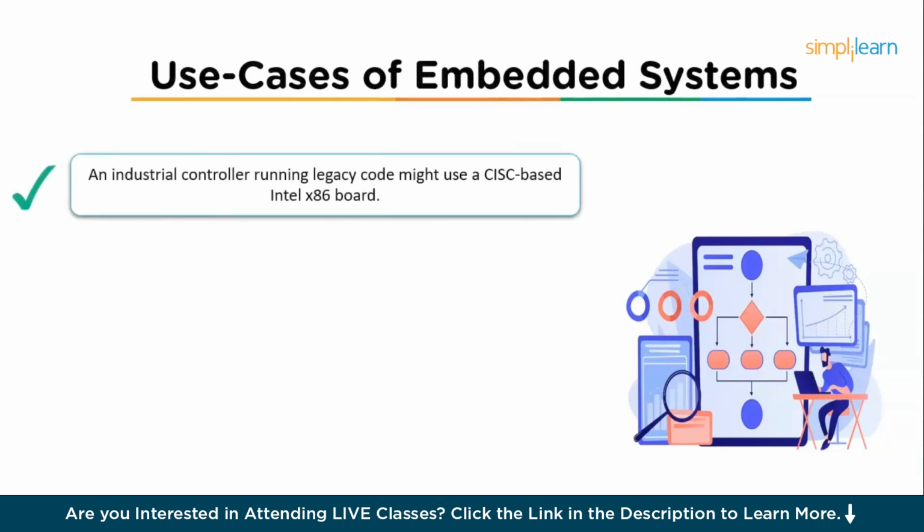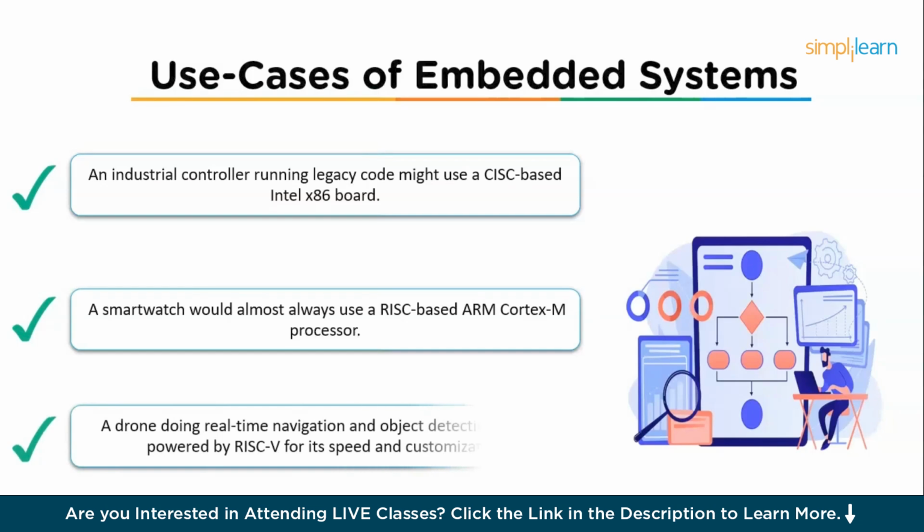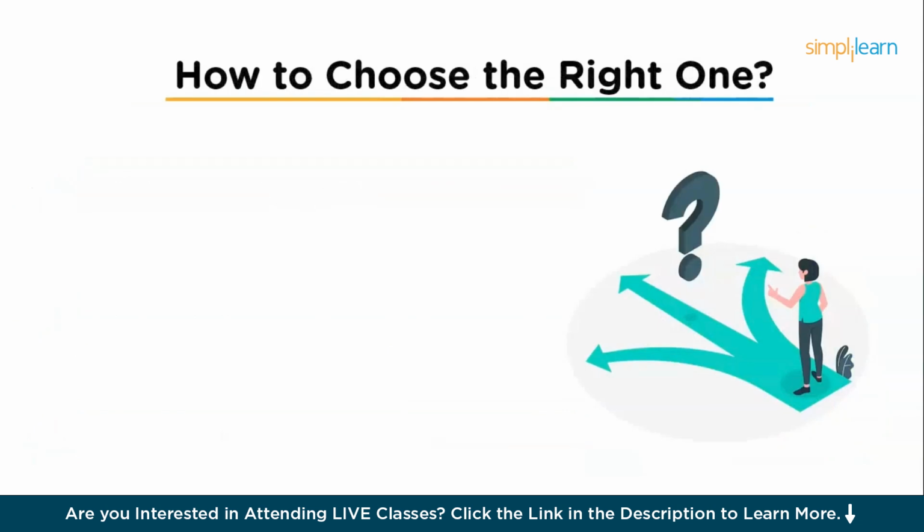An industrial controller running legacy code might use a CISC-based Intel x86 board. A smartwatch would almost always use a RISC-based ARM Cortex-M processor. A drone doing real-time navigation and object detection is likely powered by RISC for its speed and customization. So every system has its own priorities: the power, performance, and compatibility. So, the next question arises, how to choose the right one?